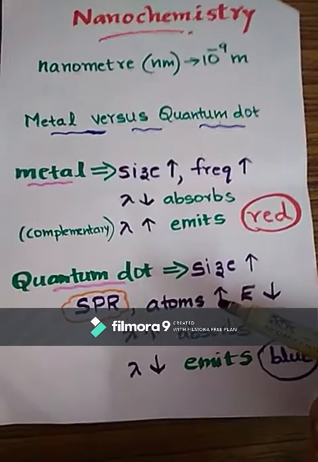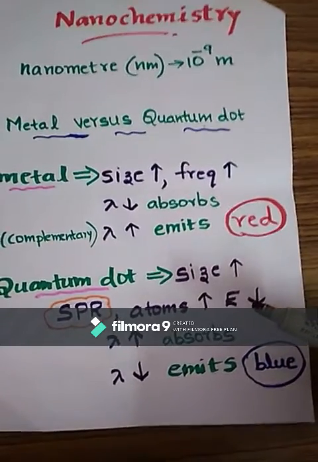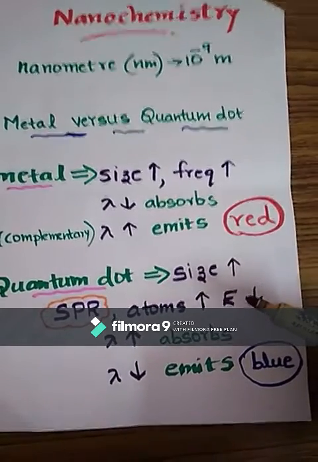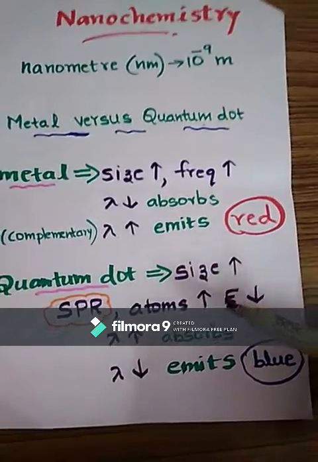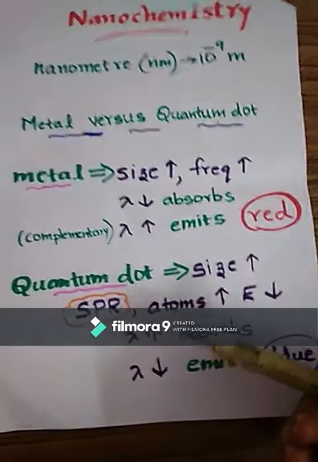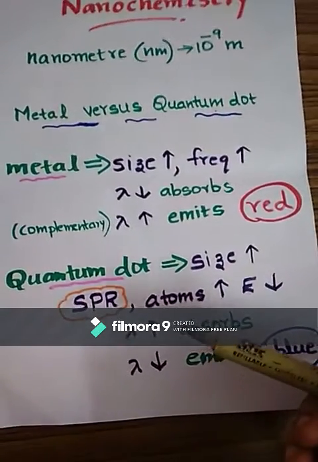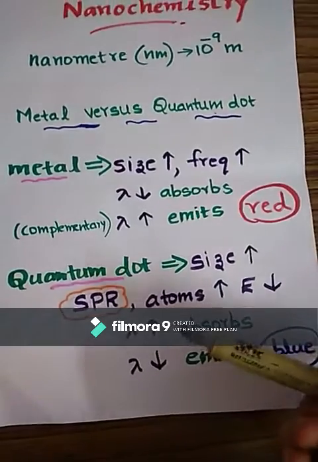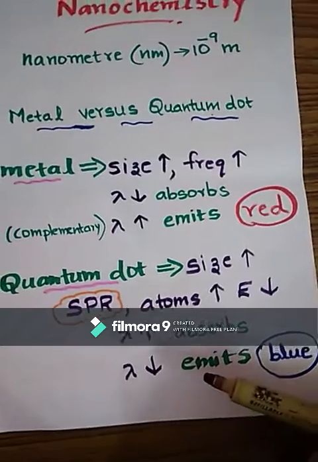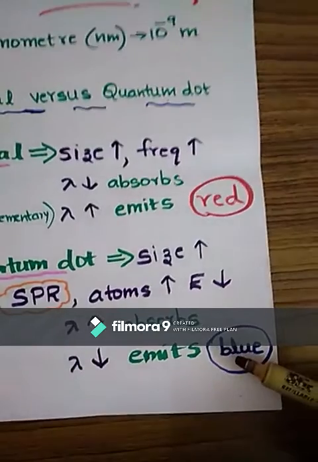As atoms increase, the energy gap between these atoms decreases. That is, the energy gap between the excited state and the ground state will be less. As the energy level decreases, what happens? The wavelength will increase. That is, the quantum dot will absorb radiation of longer wavelength and it will emit radiation of lesser wavelength. That is, here the quantum dot will emit blue color.